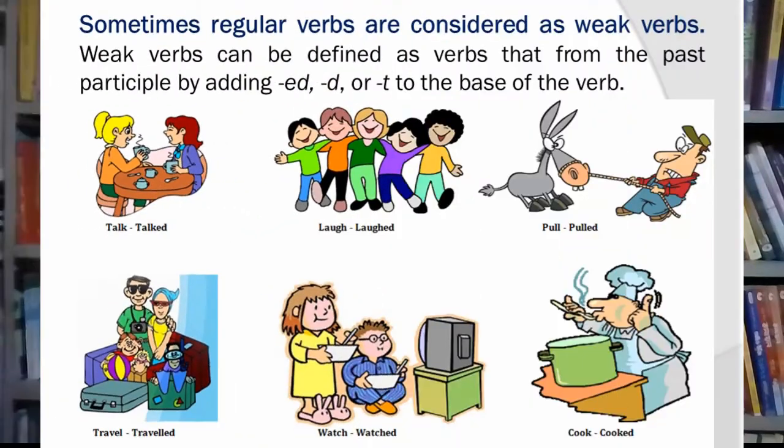So the conjugation of this kind of verb is very easy. They can be changed very easily. So they are weak verbs. Sometimes regular verbs are considered weak verbs. Weak verbs can be defined as verbs that form the past participle by adding ed, d or t, as we discussed before. You see, we have managed some pictures with the activities.